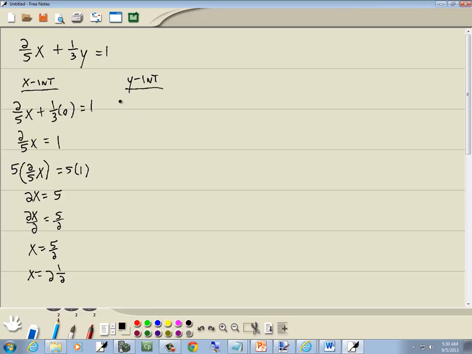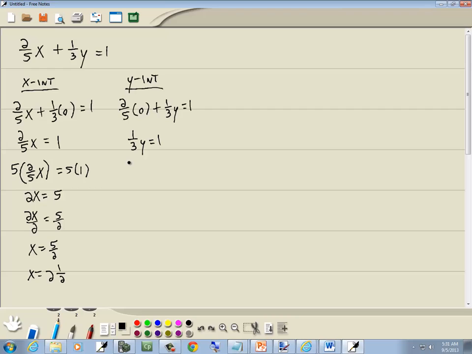Now for our y-intercept, you always plug 0 into the other variable, so we'll plug 0 in for x. So I've got 2/5 times 0 plus 1/3 y is equal to 1. 2/5 times 0 drops away. We've got 1/3 y is equal to 1. And we're solving linear equations. So first step, get rid of parentheses, don't have any.